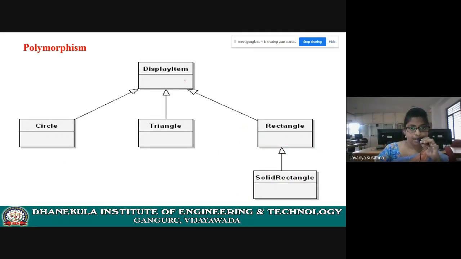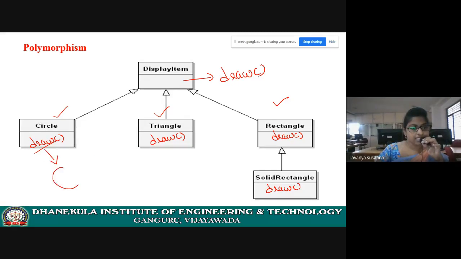Let us see it. There is a draw method in display item. Now see, circle, triangle, rectangle, all of these are inheriting the properties of display item. So now this circle class can access the draw method. It is visible, right? Because these are inheriting. This one also has the draw method. Same method, what is that method? Draw. What is the same method doing? It is drawing a circle.